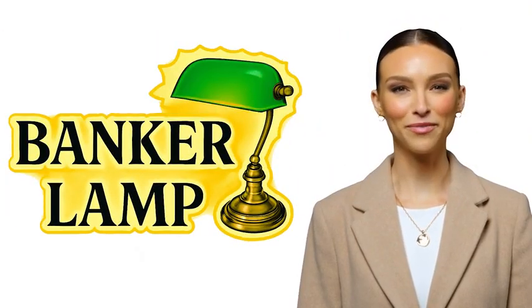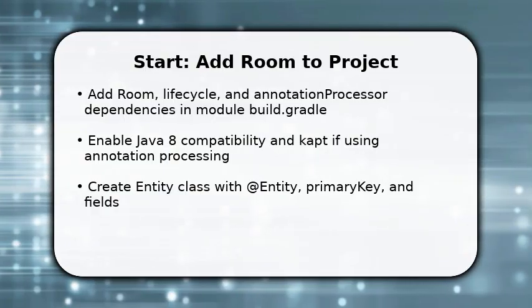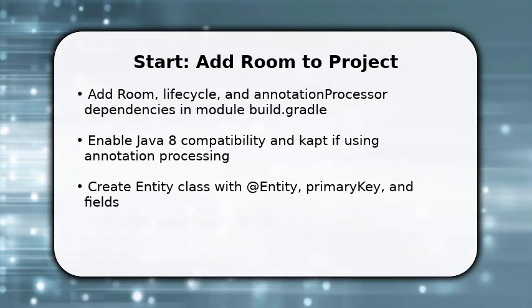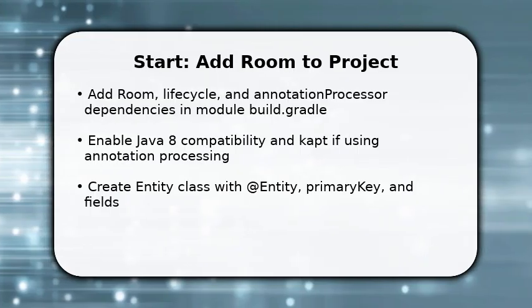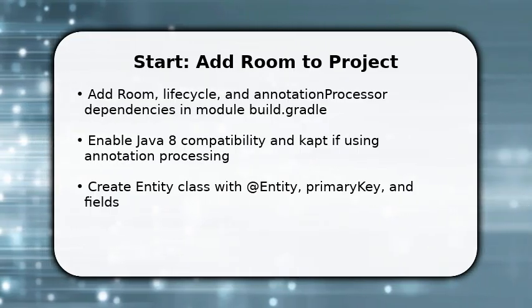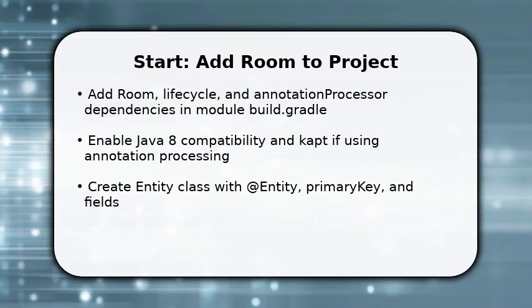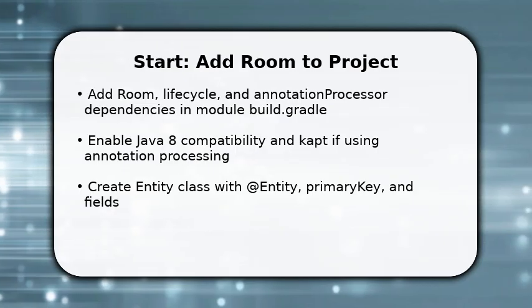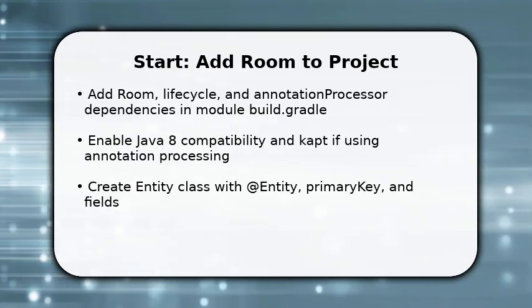Please enjoy the video. You begin by adding Room and support libraries to your module build.gradle so the compiler and runtime are available. Once done, make sure Java 8 compatibility is enabled and annotation processing is configured so Room can generate code. In Java projects, use annotationProcessor.